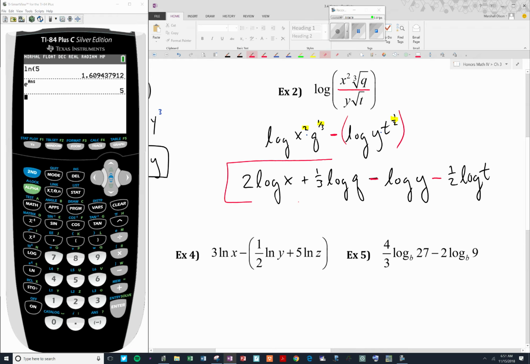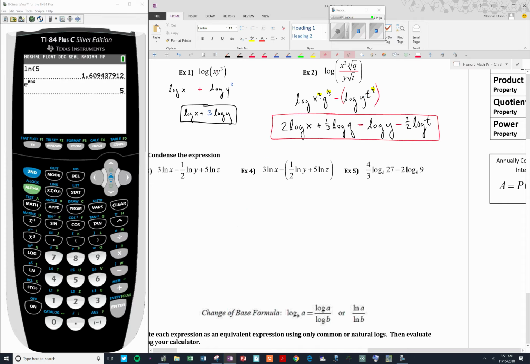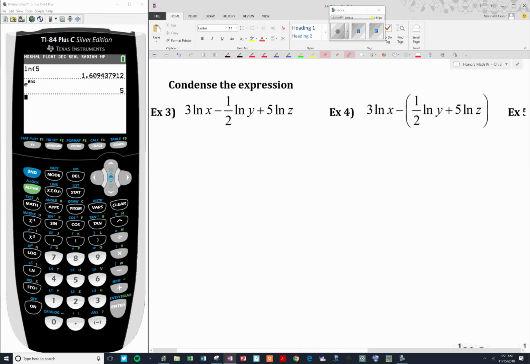The more you get used to doing these, the more you kind of look ahead and say, hey, I can do this all at once, kind of like we brought those exponents down. And now we're going to be going in the opposite direction. We're going to be expanding. So condensing. Any time you're condensing, you want to bring exponents up within the logarithm. Okay, we want to bring these guys up.